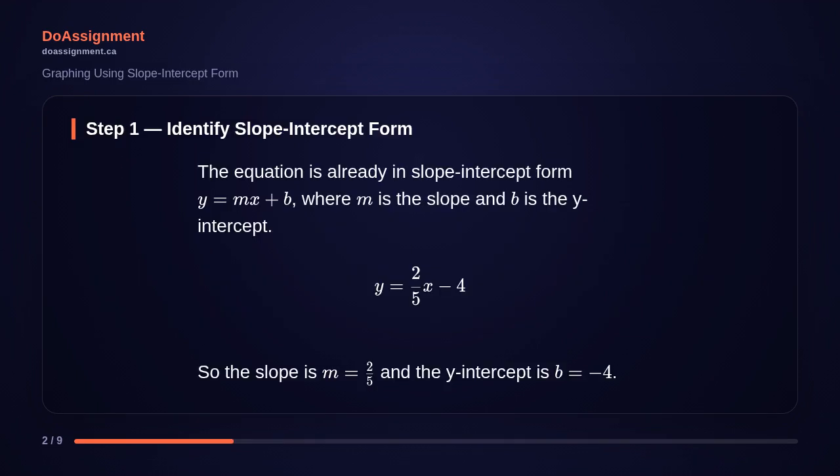The equation is already in slope-intercept form, y equals mx plus b. Matching it up, we can see the slope m equals 2/5 and the y-intercept b equals -4.